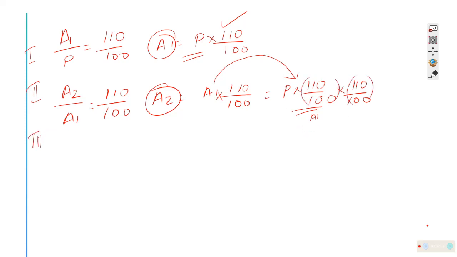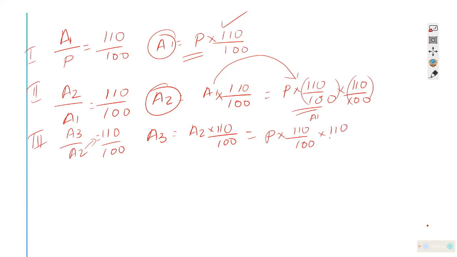Now, if you think about the third year, what will we do? In the third year, we will write A3 upon A2 is equal to 110 upon 100. And we will write A3 is equal to A2 into 110 upon 100 from cross multiplication. So, expanding, A2 is P into 110 upon 100 into 110 upon 100, into 110 upon 100, the additional one. This is the old one, this is the new one, the same way this is the new one. So, this way it goes on compounding.